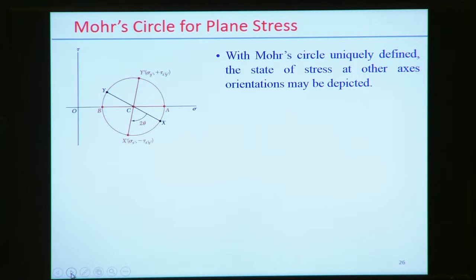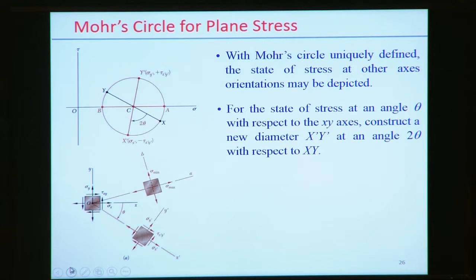Now Mohr circle uniquely defines the state of stress at any other axis, maybe other orientation. For example, Mohr circle can also be drawn if there is an initial orientation at an angle theta with respect to the x axis. Now this is with some other axis system, say x dot y dot. Now with respect to that, we need to find out the maximum stress and minimum stresses that can be represented by the Mohr circle as well.